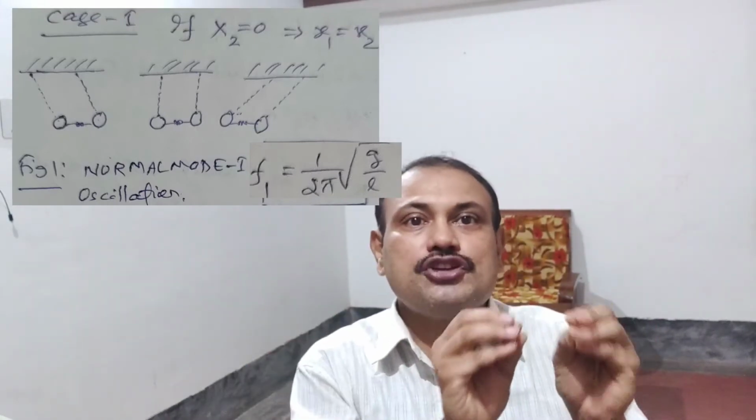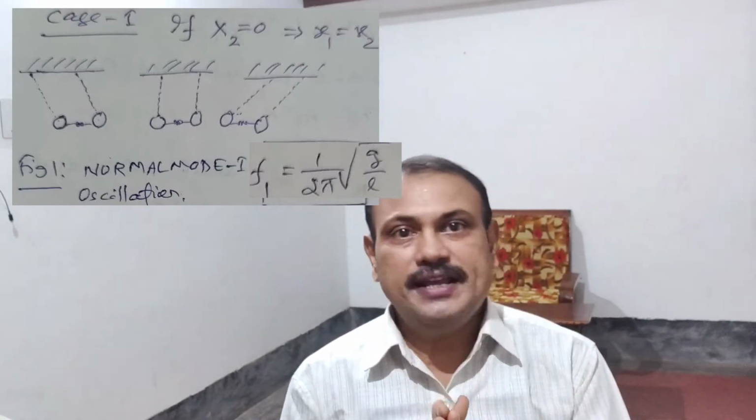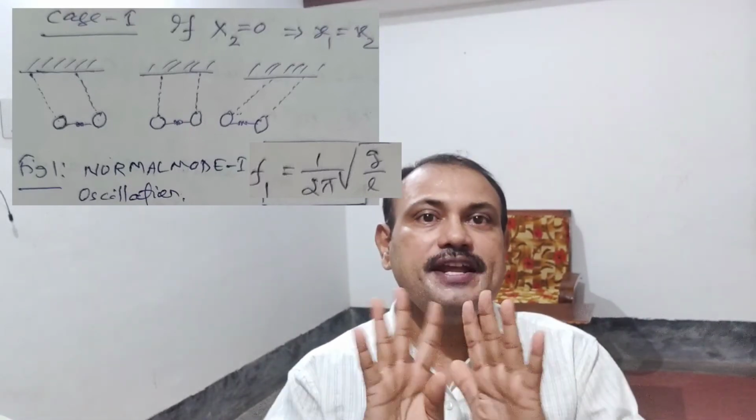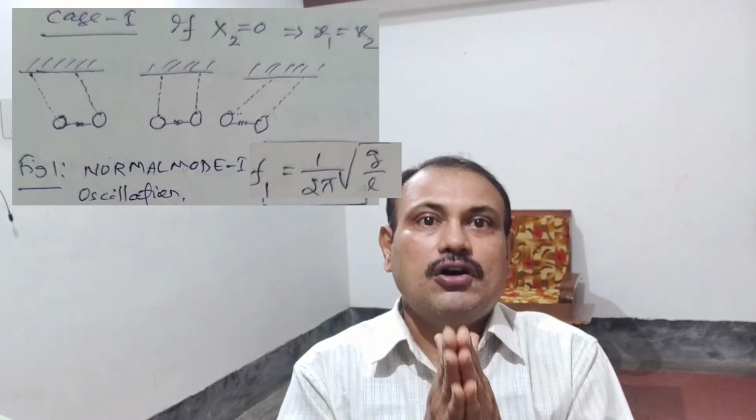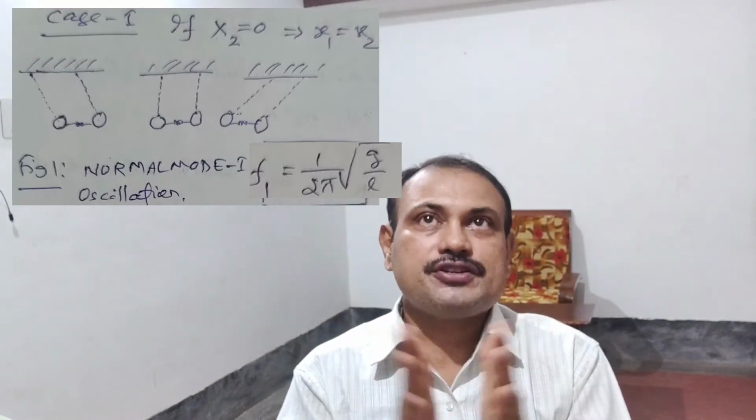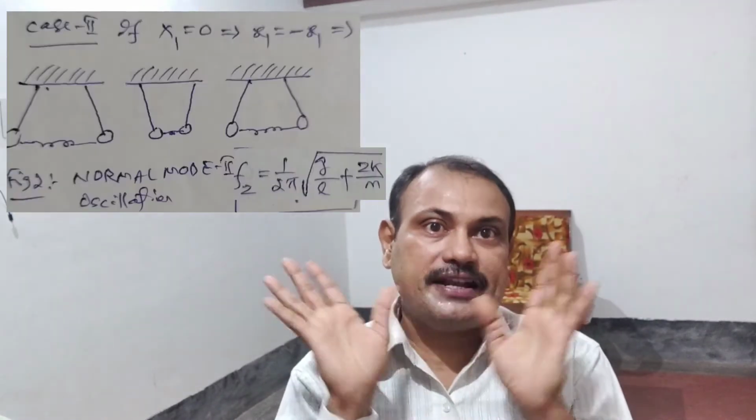You can imagine just only having the spring in contact. The spring is not compressed, or there are no rarefactions or compressions of the spring. Now coming to the other extreme case, that is when the displacements are exactly opposite but the magnitude is the same.